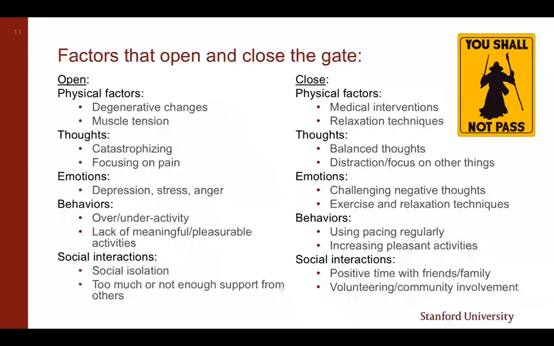There's also just distraction and focus on other things. That's a perfectly active, great coping strategy when you need it. Getting involved in something that matters to you, that is diverting, can help to train our brain away from focusing on pain. Emotions. So again, challenging negative thoughts, doing what you can do to promote a more balanced psychological well-being. So through exercise, through relaxation, through doing things that you just enjoy doing. So again, using behavior to affect our emotions.